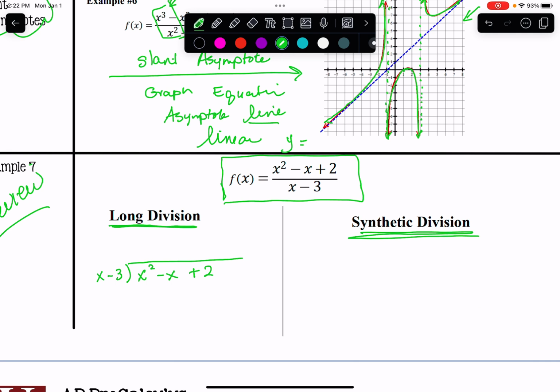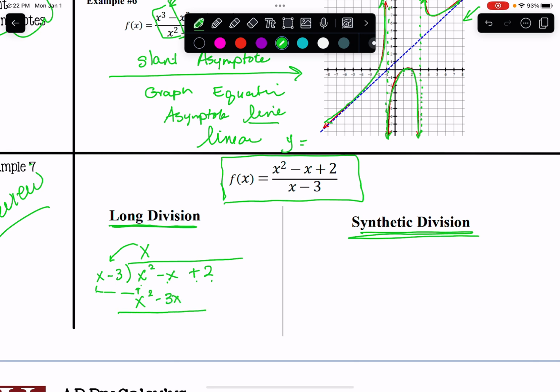Now, you're verifying as you go that you have each term, because if you were missing a term, you would just put a 0x or a 0x squared. But we have every term. We have the square term, the linear term, and we have a constant, so we're good. Now, we say to ourselves, what times x will give me x squared? And the answer would be x. So then I multiply these 2 things out, and I get x squared minus 3x.